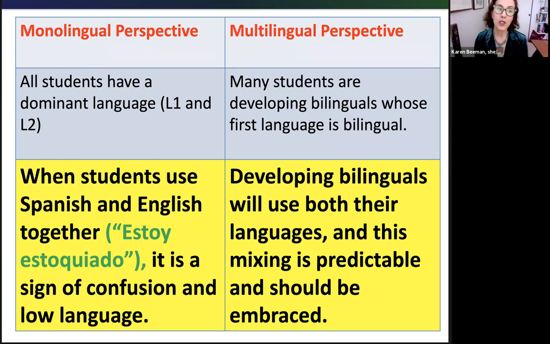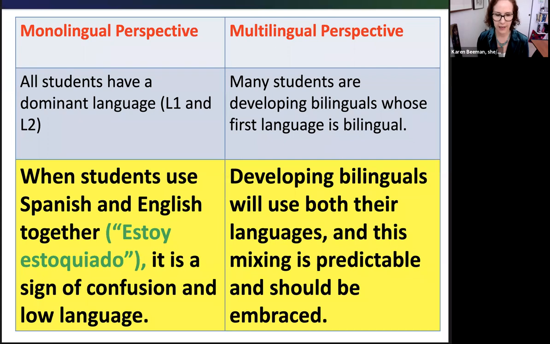The monolingual perspective, unfortunately, would look for a monolingual utterance of Spanish and then would say, oh, low language, confused, maybe shouldn't even be in a dual language or TWI program. Whereas the multilingual perspective says, this is what developing bilinguals do. They're going to use their two languages together. This is predictable, and this is the key, we should embrace it.